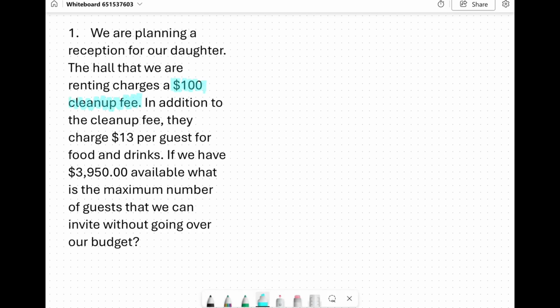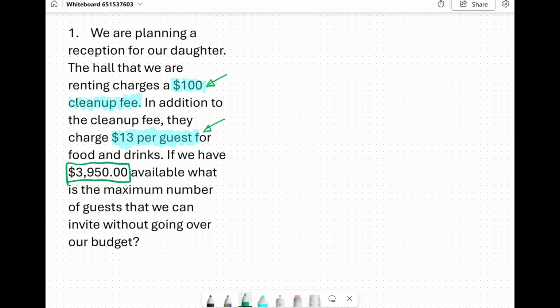In addition to the cleanup fee, they charge $13 per person for food and drinks. What this means here is that if 2 people show up or if 100 people show up, $100 will be charged no matter what. But this price here will be varying depending on how many people show up to the reception. The budget is $3,950 for all of it. What is the maximum number of guests that can be invited without going over our budget?